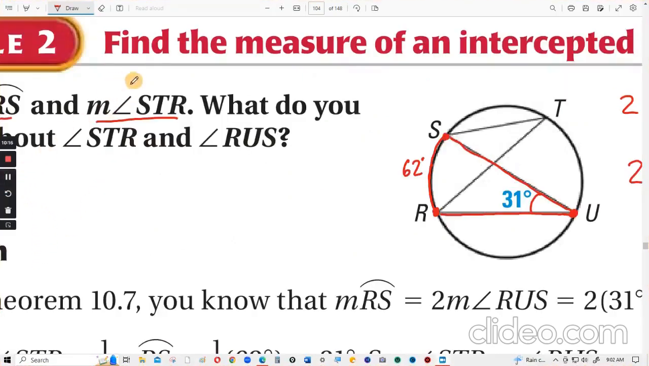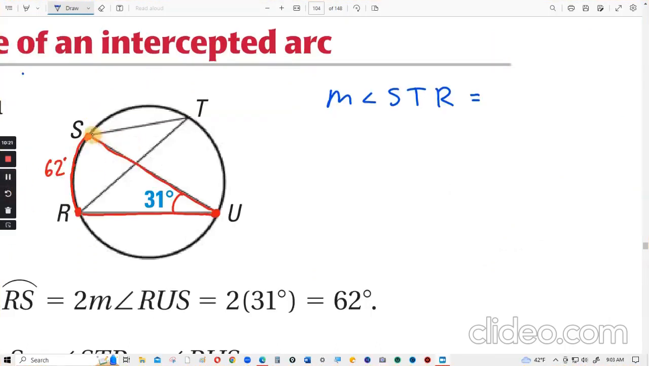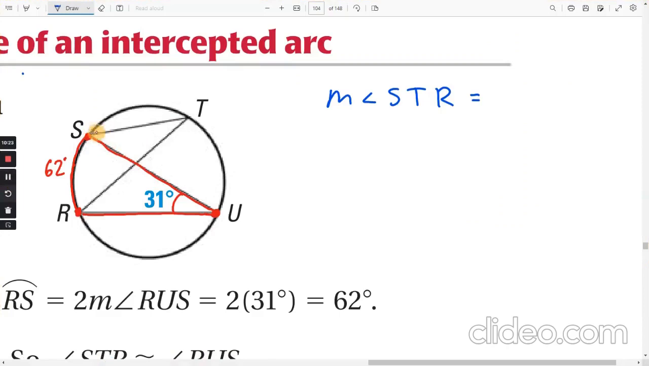Now they want to know the measure of angle STR. So STR is going to be this angle right here. It intercepts this arc right here. Once again, we said the angle is half of the arc, so STR is going to be 1/2 times the measure of arc RS.